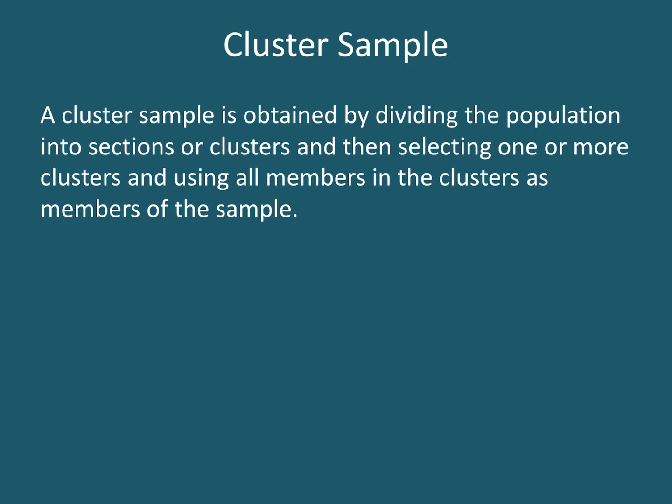A cluster sample is obtained by dividing, again, the population into sections or clusters, and then selecting one or more clusters and using all members in the clusters as the members of the sample. And this is important because, again, they'll be using all members of that cluster, of whatever cluster they choose.